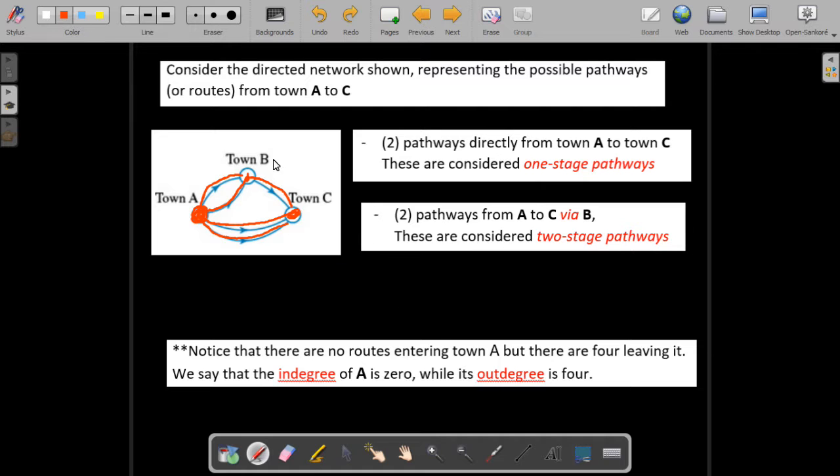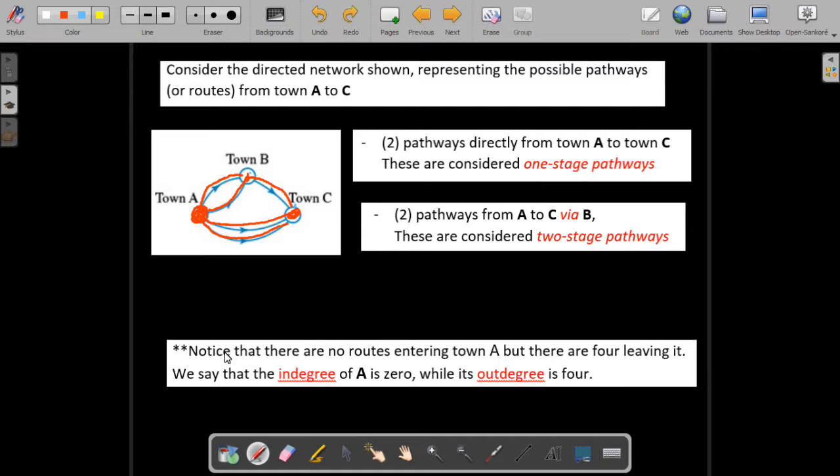And the pattern continues. So if I had a town D over here, and there was another pathway that went from town B to C, well, that would be a three-stage pathway, because I would go from town A to town B, and then from town B to town D, and then from town D to C. So there's three steps, so three-stage pathways. I'm not going to do that though. We've just got this situation where we've got just three towns.